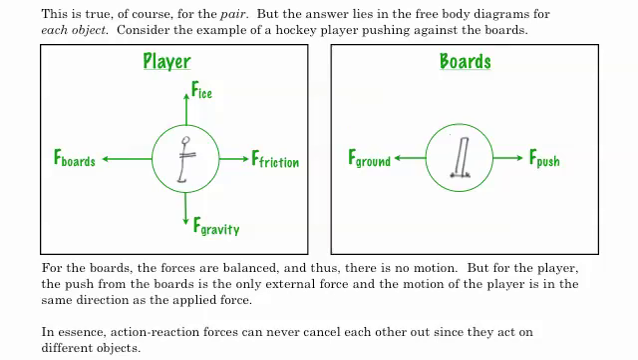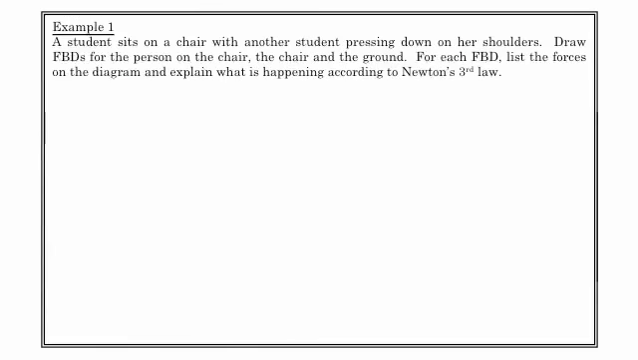What this means is that action-reaction forces never cancel out because they act on different objects. And when we're talking about free body diagrams, we're only talking about the forces that act on one individual. So here's an example. A student sits on a chair with another student pressing down on her shoulders. Draw free body diagrams for the person in the chair, the chair, and the ground. And then for each free body diagram, list on the diagram and explain what's happening.